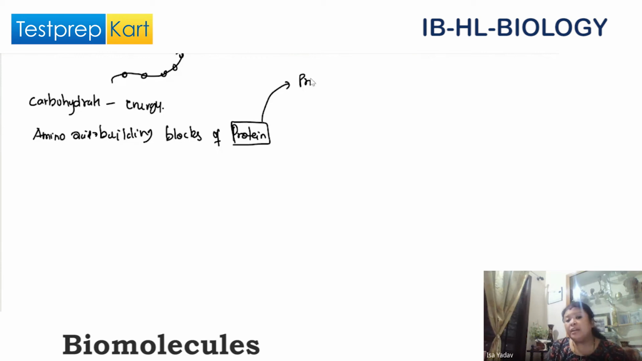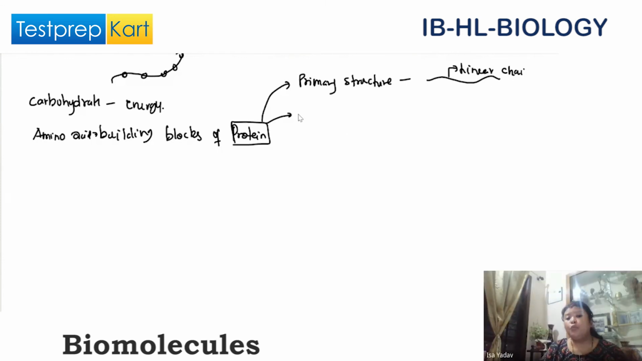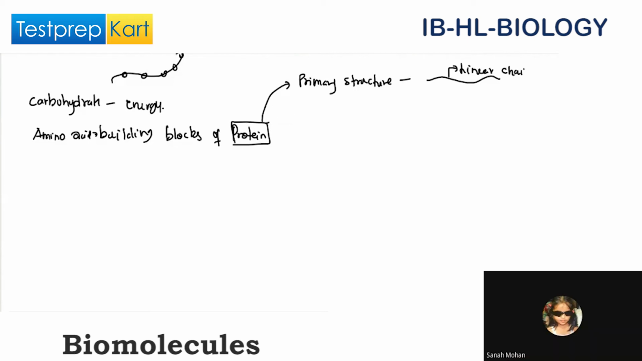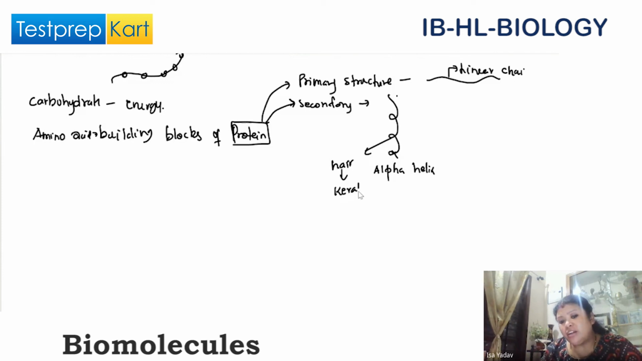Now the protein will be folded in different manner. We have the primary structure of protein, which is a linear chain. Then we will have the secondary structure of protein. The secondary structure can be a helically coiled protein, like this right-handed coil. This is called the alpha helix, and this type of helix is found in hair protein, that is the keratin.